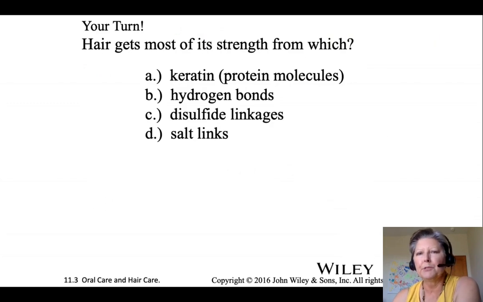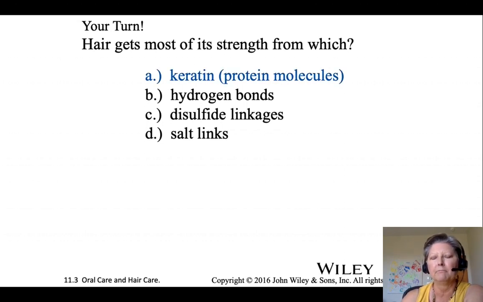Your turn. Hair gets most of its strength from what? The protein molecules, hydrogen bonds, disulfide links, salt links. It would be the protein molecules themselves.